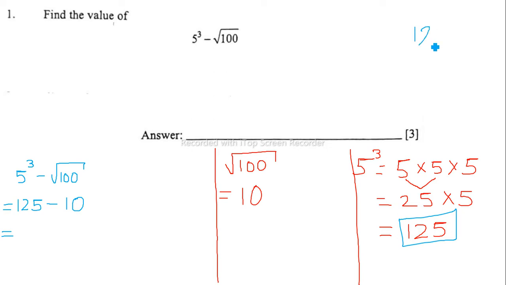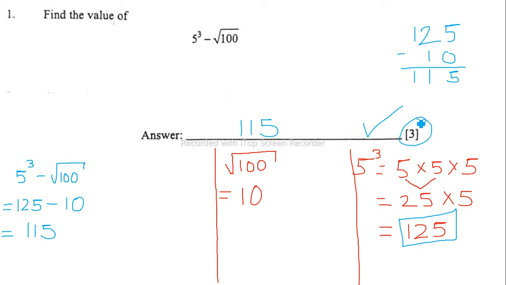115. So 125 minus 10: 5 minus 0 is 5, 2 minus 1 is 1, and 1 minus 0 is 1. It's going to be 115. So the correct answer here is 115. That's how we would do that. Any questions on how we got that?